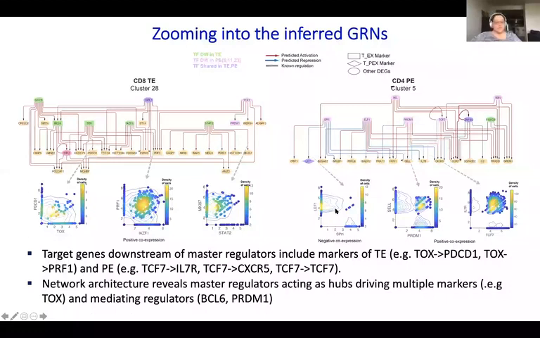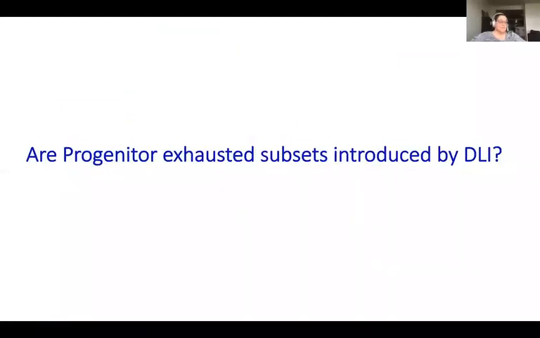And we see that many of the master regulators, such as TOX, are the master regulators that sort of control PD1, PRF1, TCF7, and control all sorts of key markers, including in a feedback loop to itself. And we really see a nice network architecture, and we're still digging into these things.